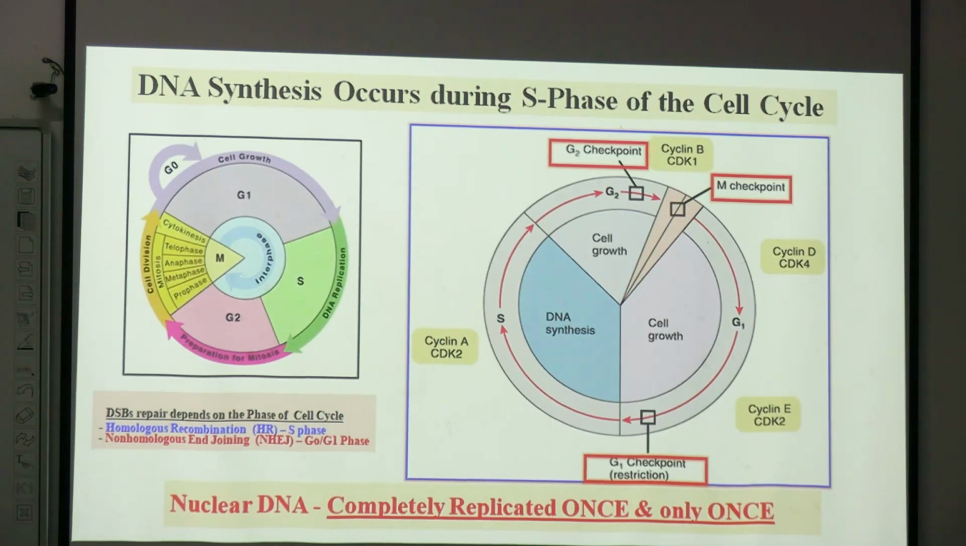When the cell is in the synthetic stage, the CDK levels will be high. So nuclear DNA is completely replicated once and only once. This you must remember.